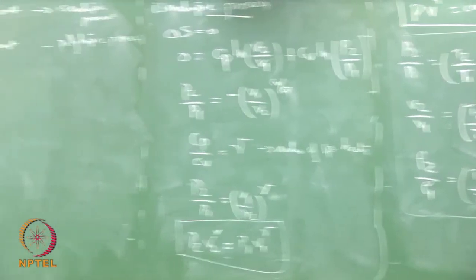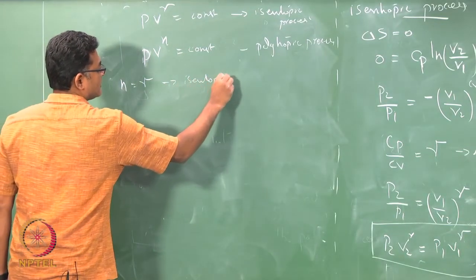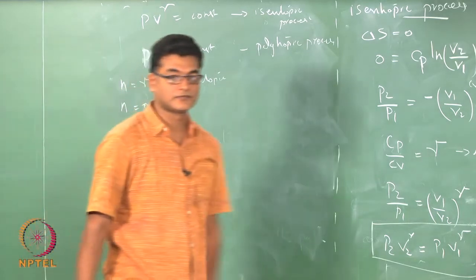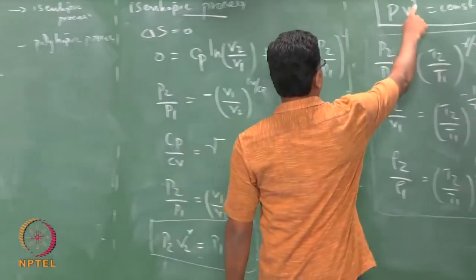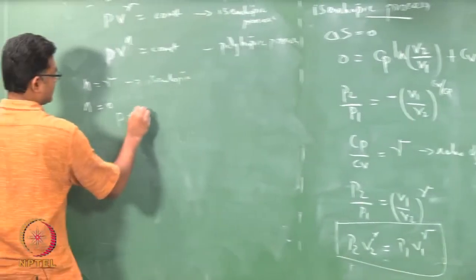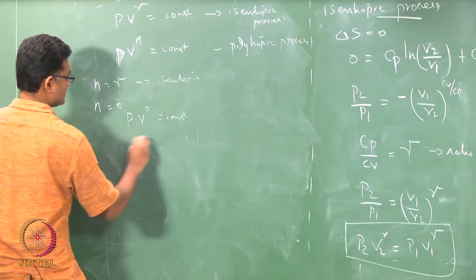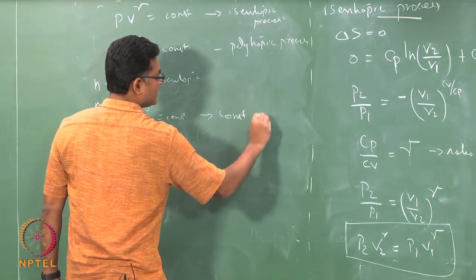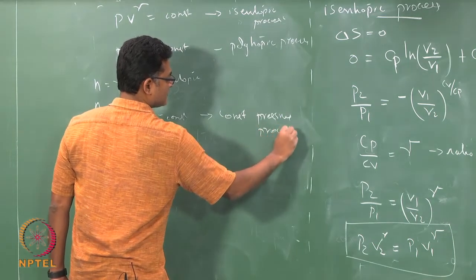So if n equals gamma, we know it's an isentropic process. If n equals 0, what is this process? I put 0 here. So PV to the power 0 equals constant. This is a constant pressure process.